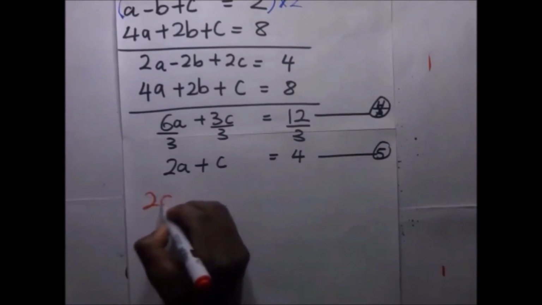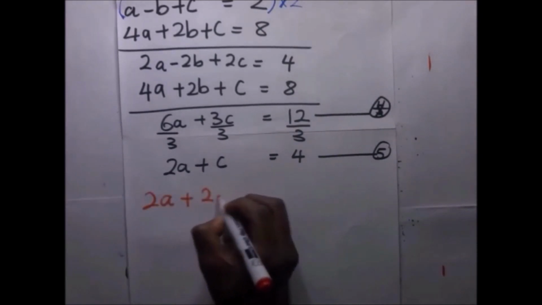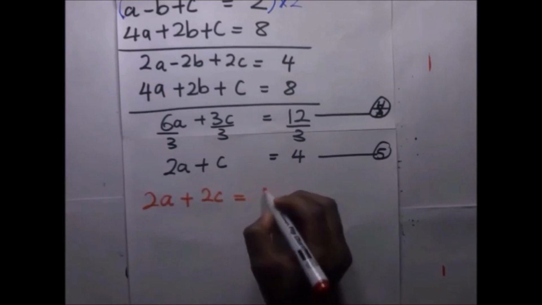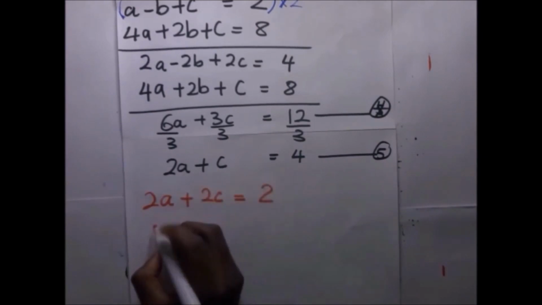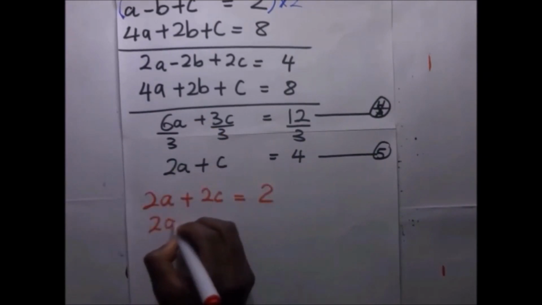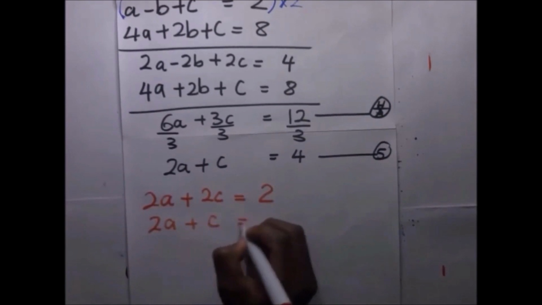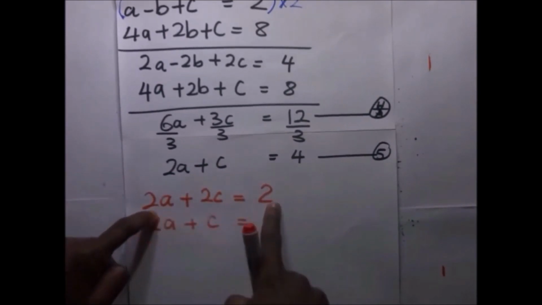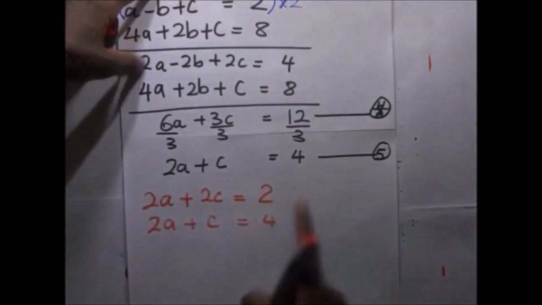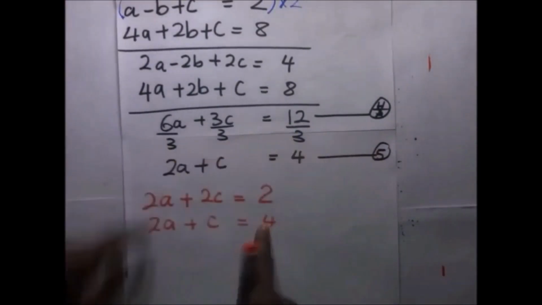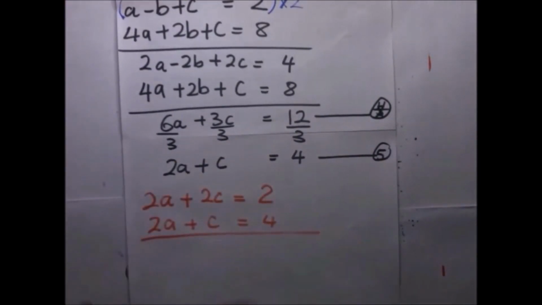The two equations we are solving simultaneously are 2a plus 2c is equal to 2, then we have 2a plus c is equal to 4. 2a plus 2c is equal to 2 is our fourth equation, and this is our fifth equation. So we solve those two simultaneously.